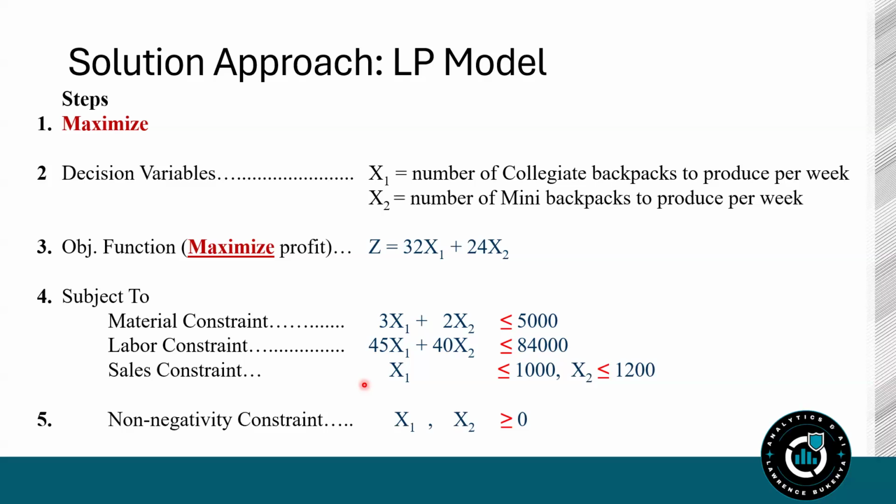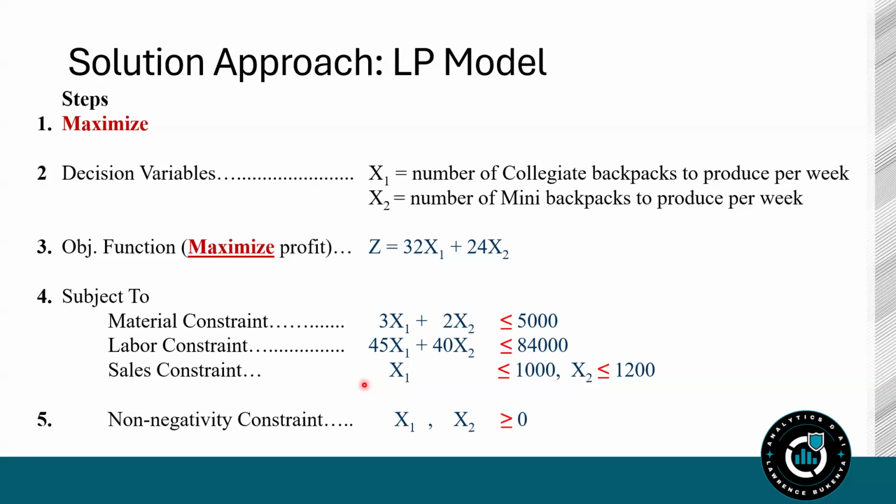So the approach here, the first step is to understand what the question is asking for, the type of question that we have. So in this case, we have a maximize linear programming model. And then step 2, this is when we define the decision variables. Since we have 2 different types of backpacks that we produce every week, let X1 be the number of collegiate backpacks produced per week, and X2 be the number of mini backpacks produced per week.